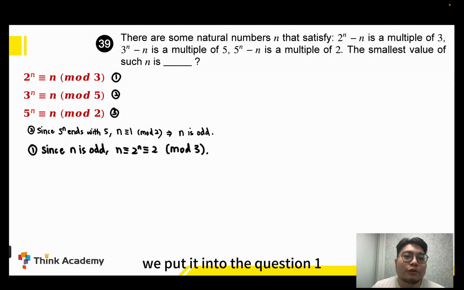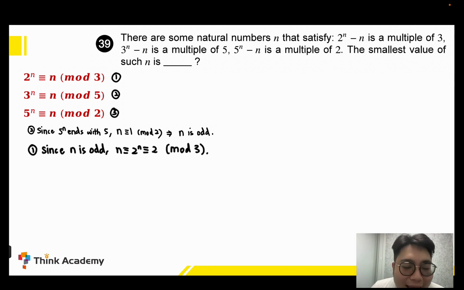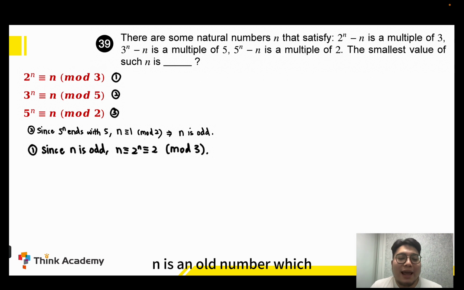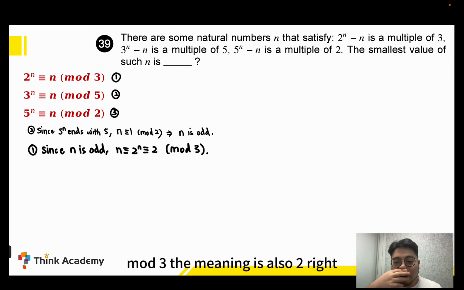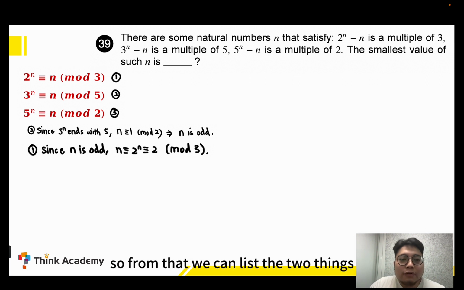We put it into equation 1, we can find, since n is an odd number, which means n mod 3 equals 2 to the n. Remember, n is an odd number, so 2 to the n should be 8 something. Mod 3, the remainder is also 2, right? So from that, we can list the two things.